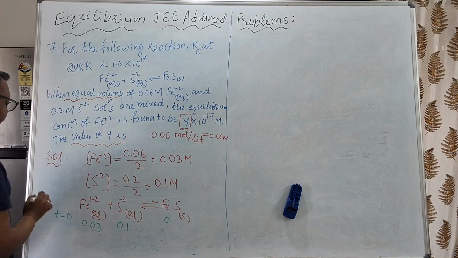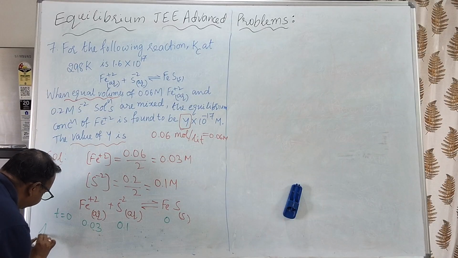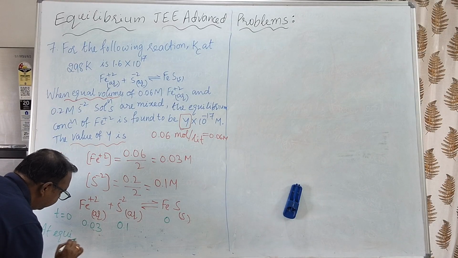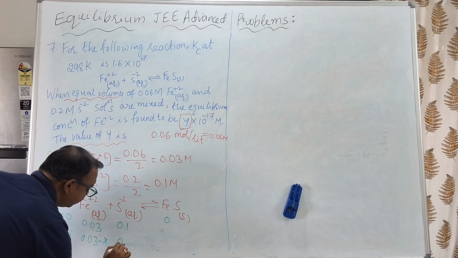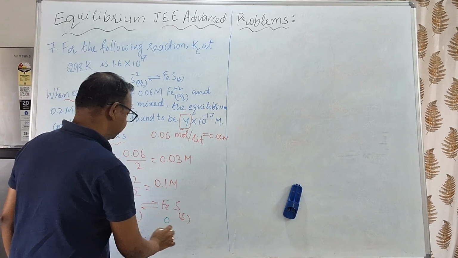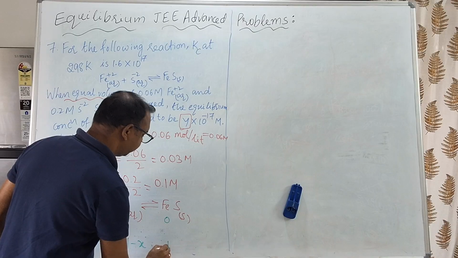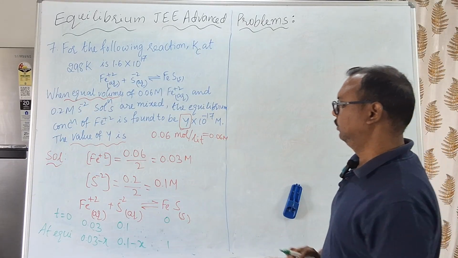Next, at equilibrium, you can write 0.03 minus x and 0.1 minus x. The solid is not considered here, because the concentration of a solid is always taken as 1 unit.